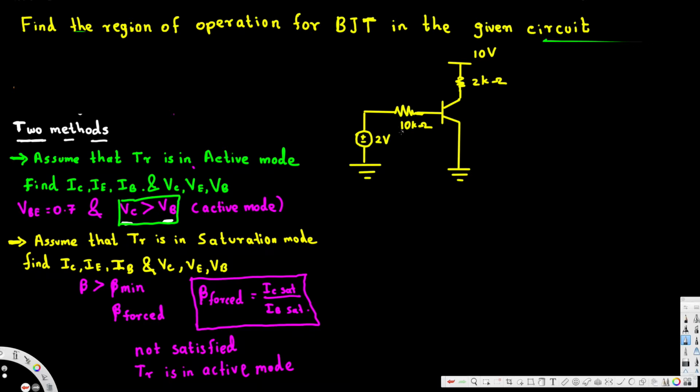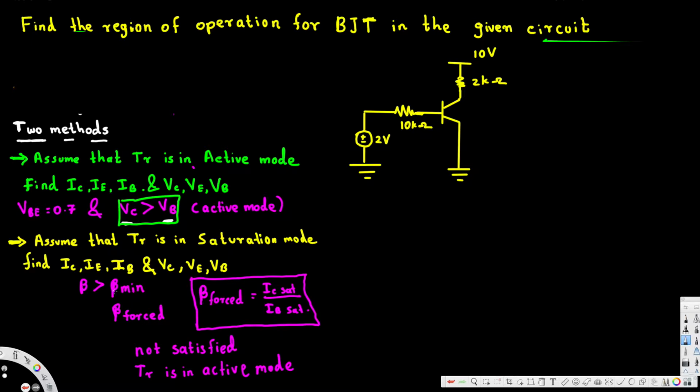Hi guys, in this video we are going to see how to find out the operation mode of a BJT. There are two methods we can use. The first one is we assume this is in active mode and solve for VC and VB. If VC is greater than VB, this is in active mode. If it's not, it's in saturation mode.